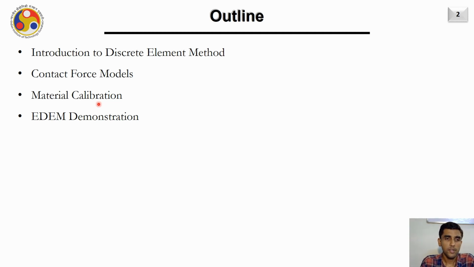Then we will be looking at material calibration. As you already know, there are several inputs which are required from the user end into the software. So how to extract these user inputs, how to extract the particle interaction properties, we will be looking at those as well. And then I will switch to the DEM environment and we will be exploring some of its capabilities.